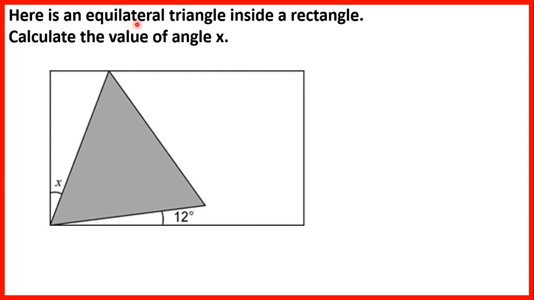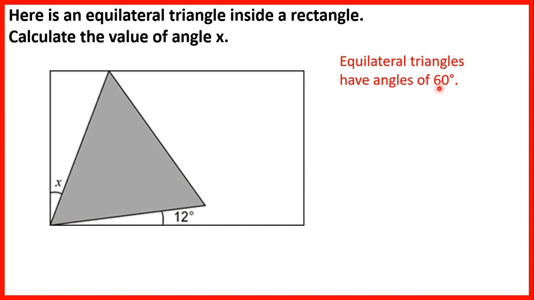Here is an equilateral triangle inside a rectangle. Calculate the value of angle X. So the word equilateral tells us not just that all of the sides of the triangle are the same length, but also all of the angles are the same size. And equilateral triangles have angles of 60 degrees.